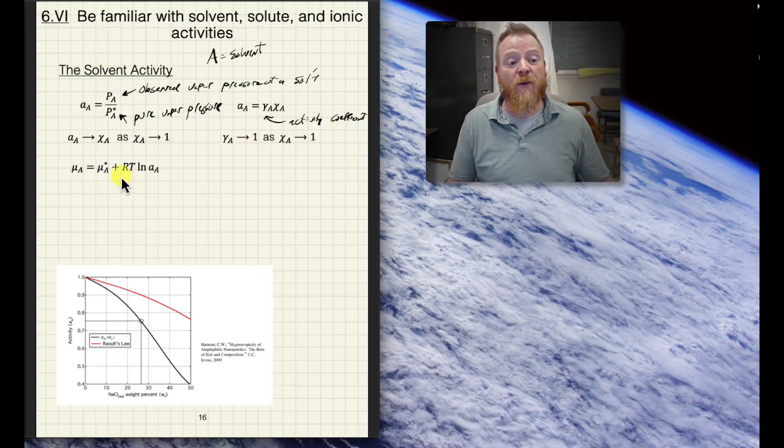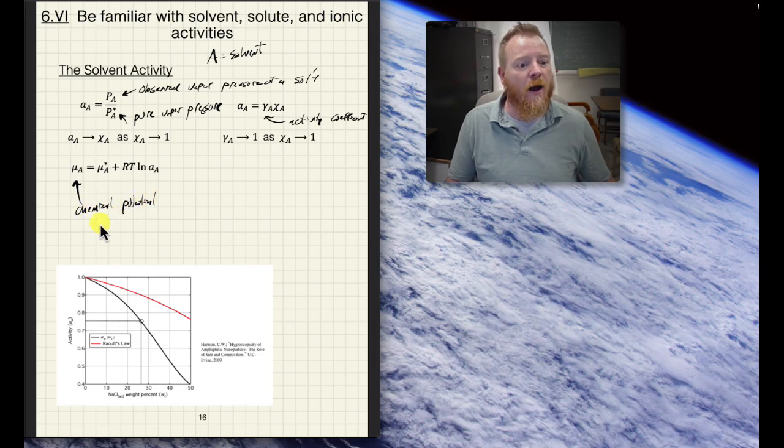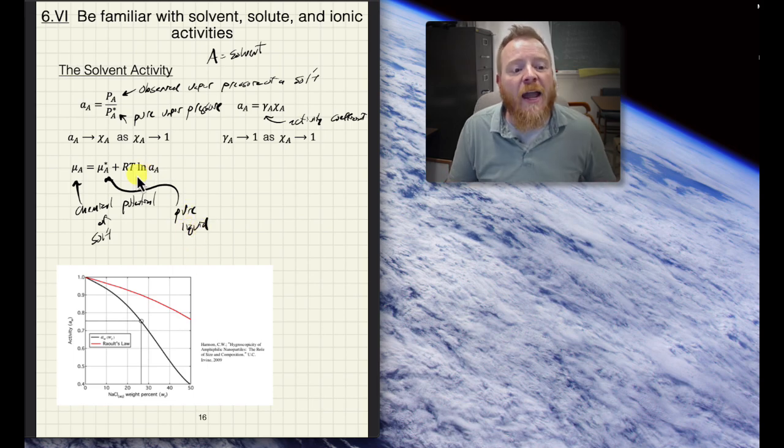So we could also rewrite the chemical potential expression, right? Where mu A is our chemical potential of the solution, and mu A star is that of the pure liquid. And now, instead of taking the natural log of the ratio of the vapor pressures, it's the natural log of the activity.